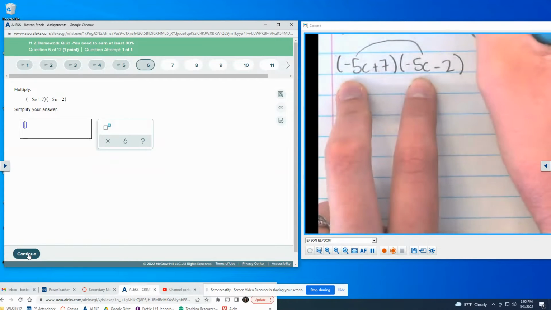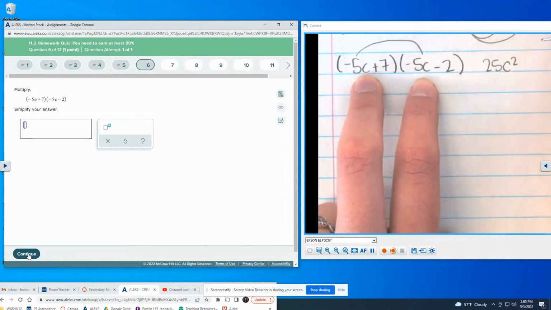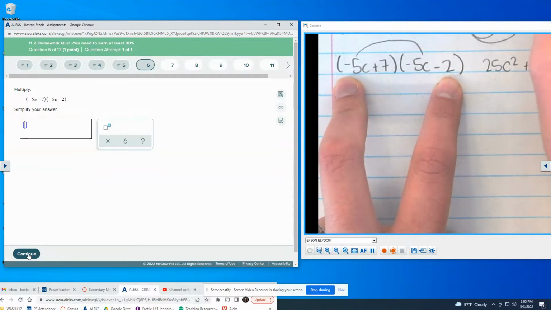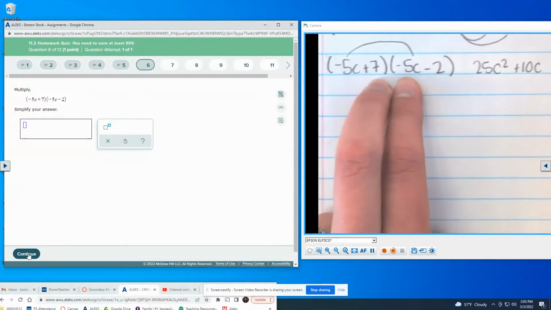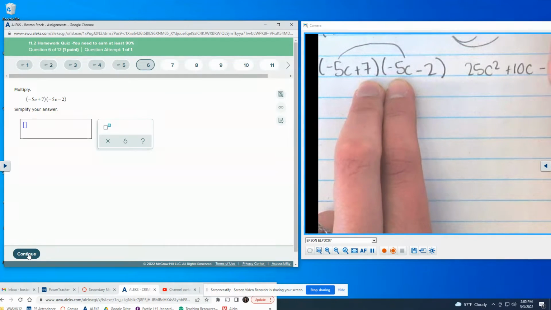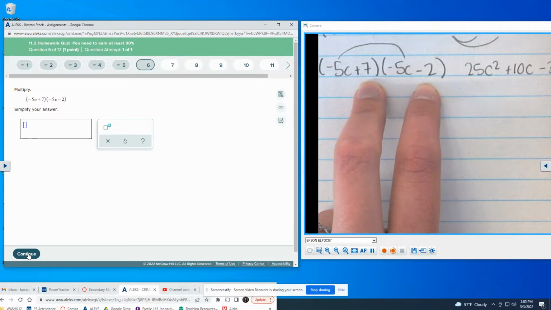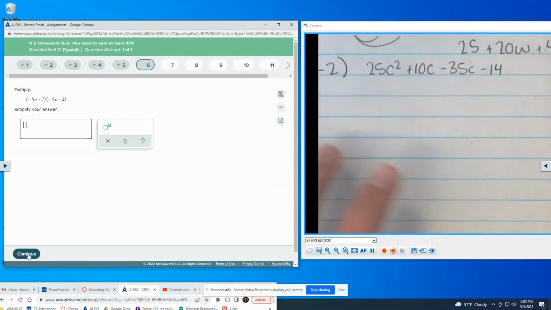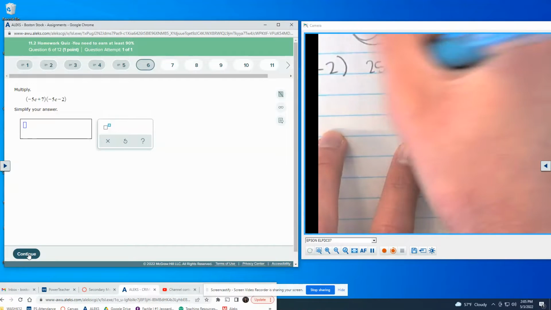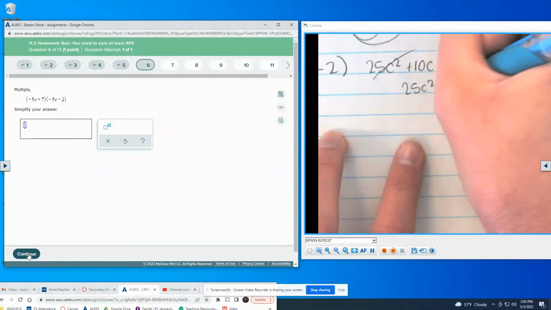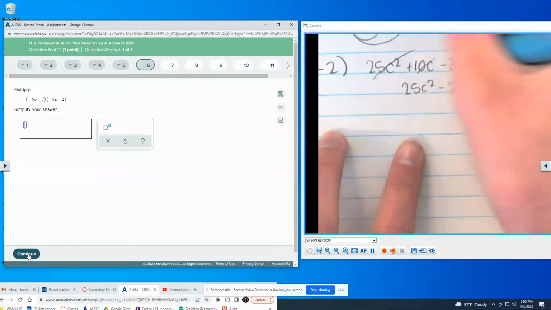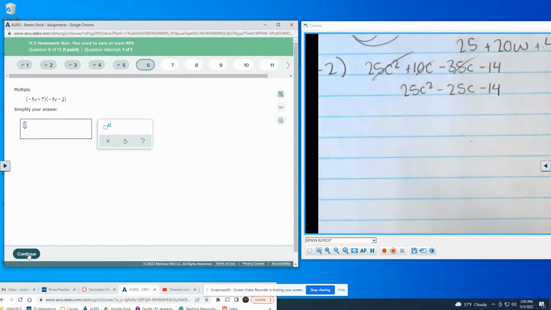Negative times a negative gets us positive 25c squared. Negative times a negative, we get positive 10c. Negative times a positive, we get negative 35c and negative 14. And again, we just combine like terms. So we have 25c squared. 10 minus 35, sorry, we get negative 25c minus 14. So 25c squared minus 25c minus 14. That's it.